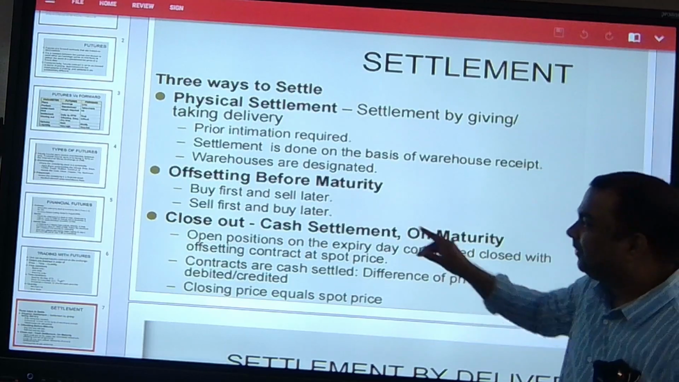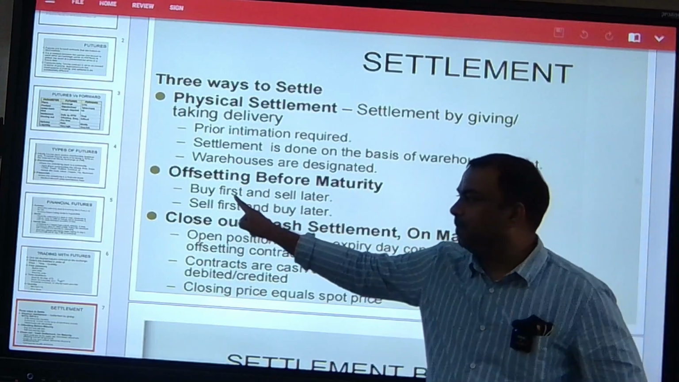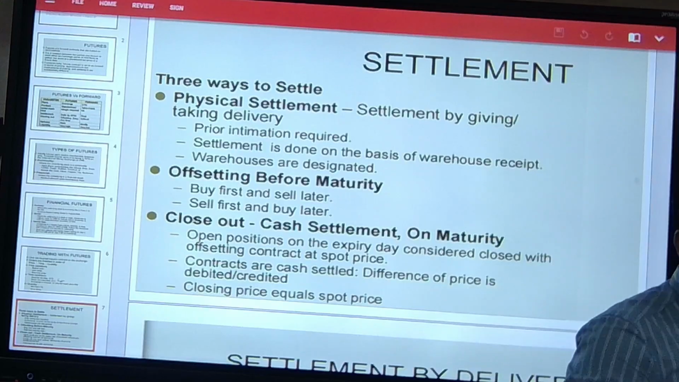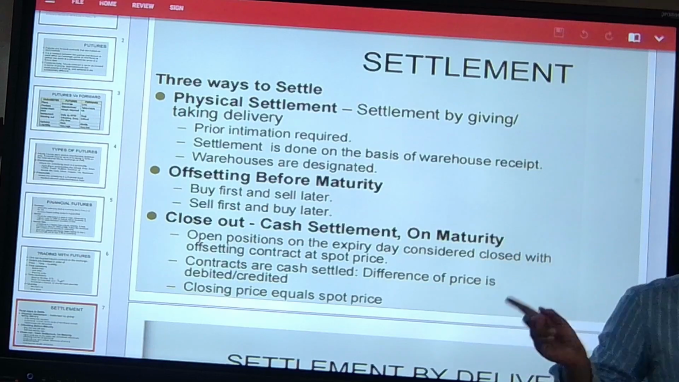Offsetting before maturity. Offsetting means squaring off before the maturity time. You can square off your future contract using your demat account on any exchange. That means buy first and sell later. Square off, closing off, offsetting means if you have a buy contract, you have to sell it, and if you have a sell contract, you have to buy it at a future time. I am talking about futures.